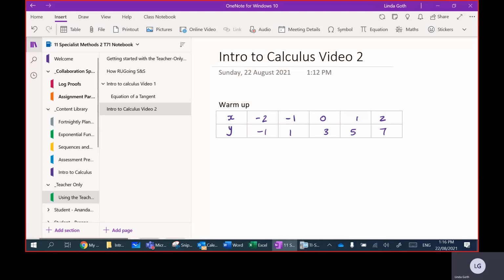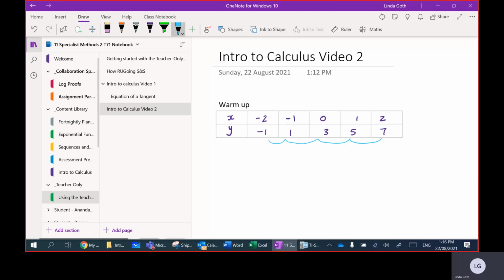The first thing we do is we look and we try and find a pattern, and the pattern is quite nice. This is going up by 2 each time. So this tells us that the general equation of a line is y equals mx plus c, but this going up by 2 at a time tells us that it's going to be y equals 2x.